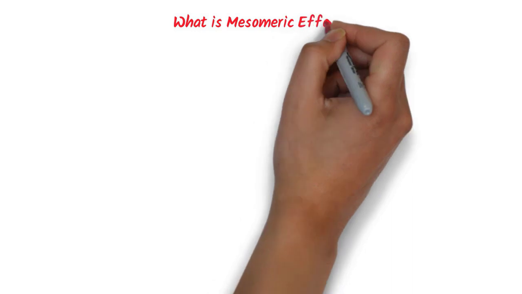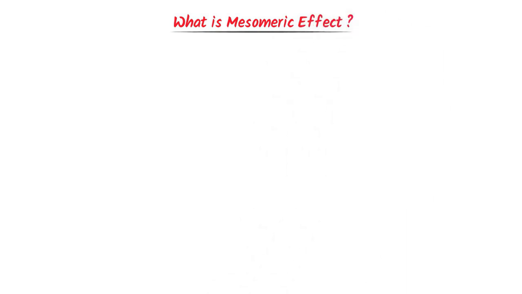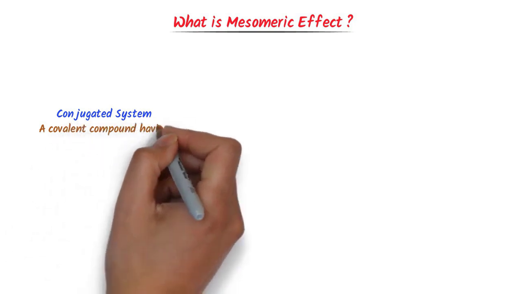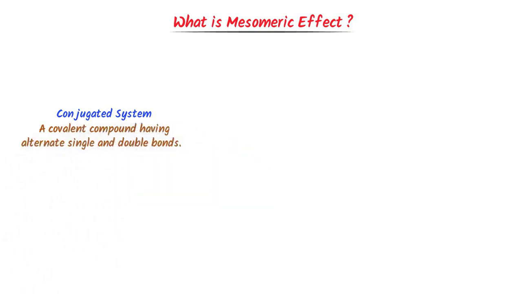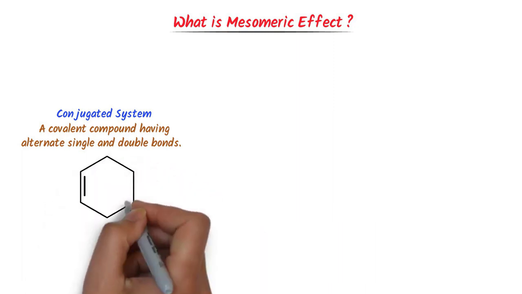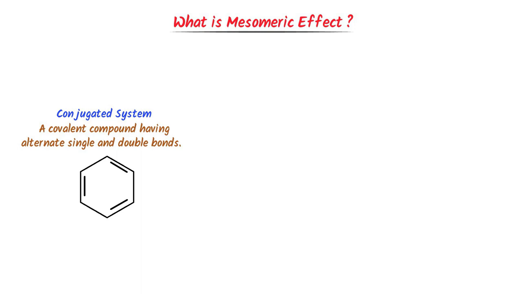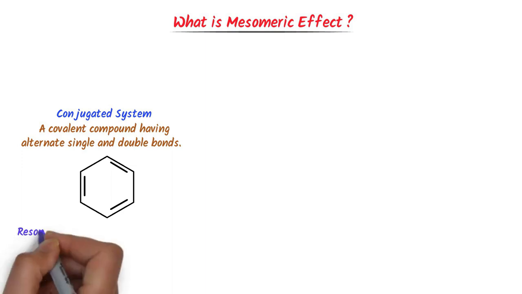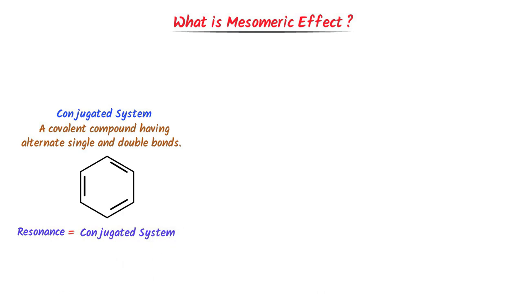Now what is mesomeric effect? Well, let me quickly teach you conjugated system. A covalent compound which contains alternate single and double bond is called conjugated system. For example, consider this organic compound. Here there are alternate single and double bonds, so we call this system as conjugated system. Remember that for resonance we need conjugated system. Let me repeat it.